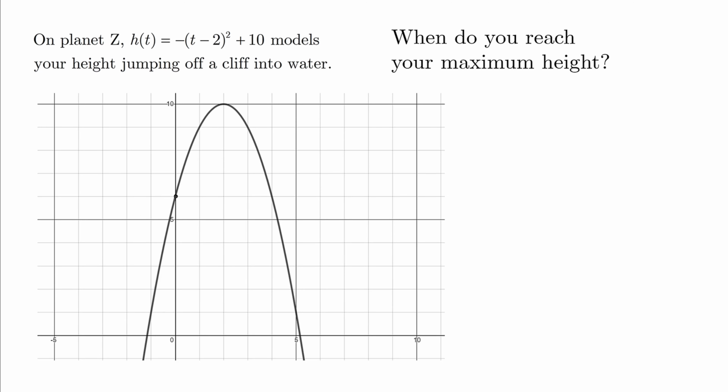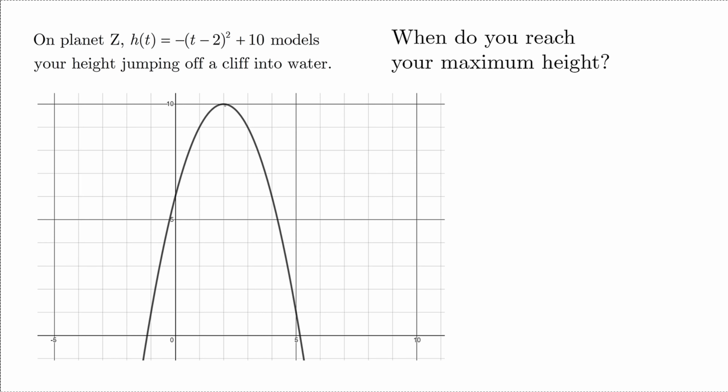And by the way, just talking about that initial height, we can always substitute using algebra. T equals 0. Substitute 0 into here, and the h value is going to be negative 0 minus 2 squared plus 10. We have negative 2 squared, which is 4, plus 10, which is 6. So even using algebra and substitution, we can figure out this initial height.